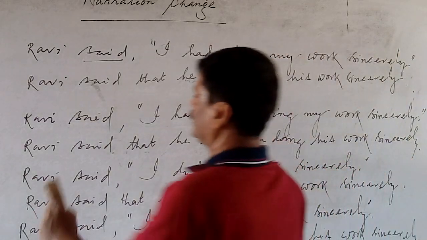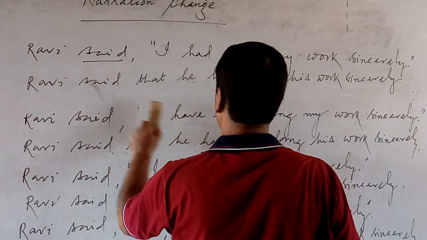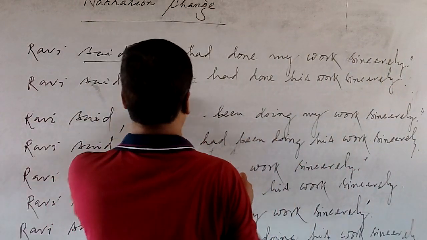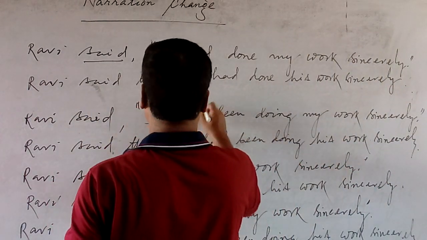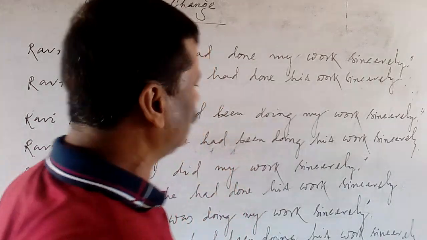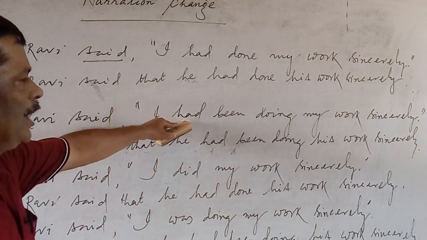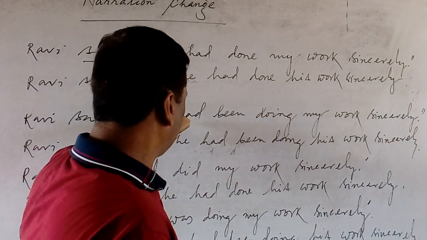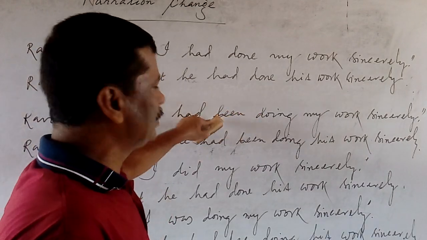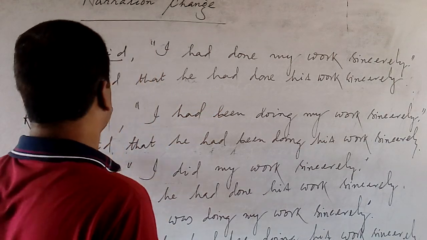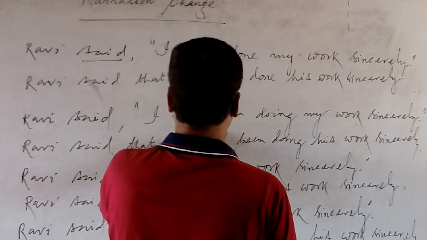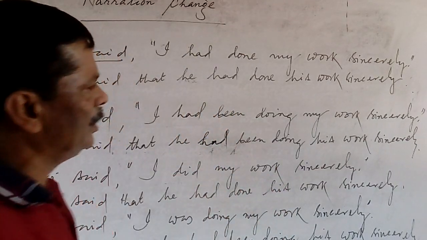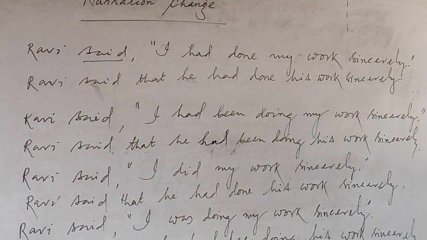Here, another example. Rabi said, I had been doing my work sincerely. If we change this sentence from direct to indirect speech, as it is in the past perfect progressive, it has also no change in indirect speech. Rabi said that he had been doing his work sincerely.